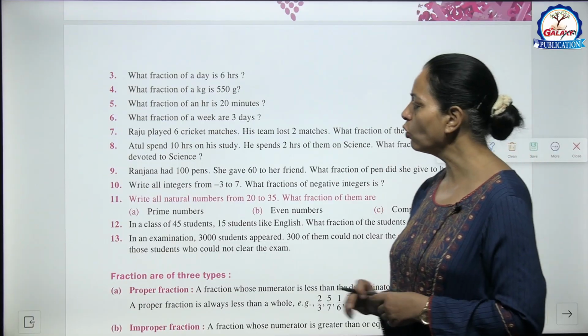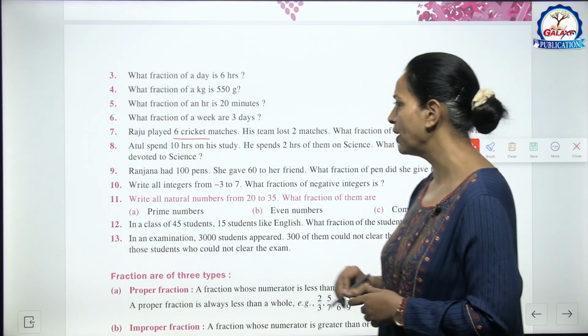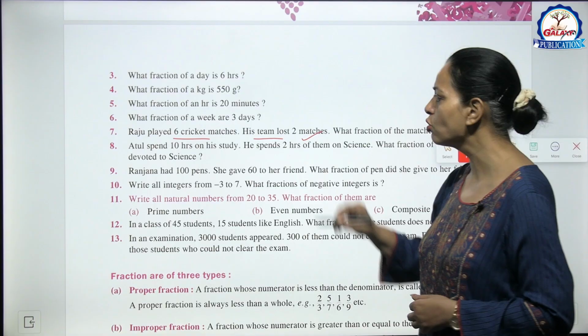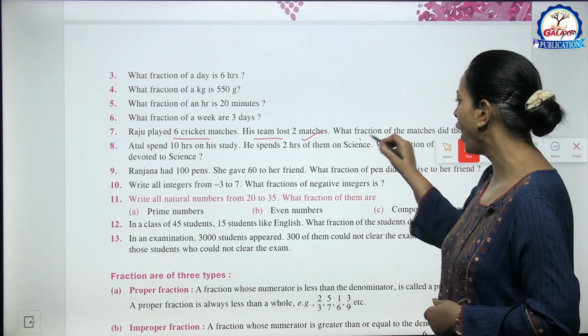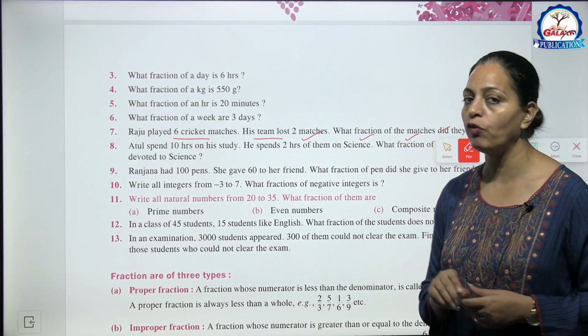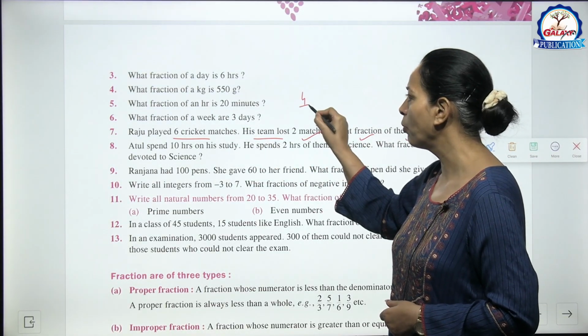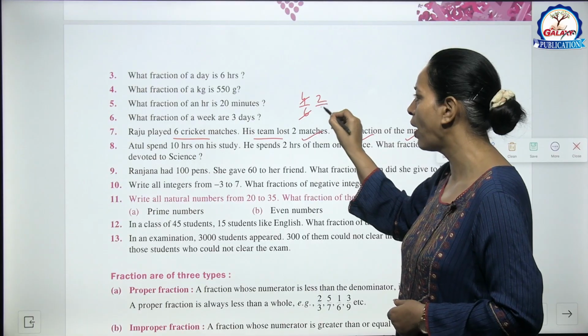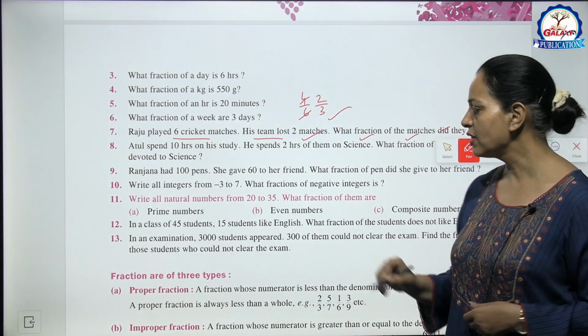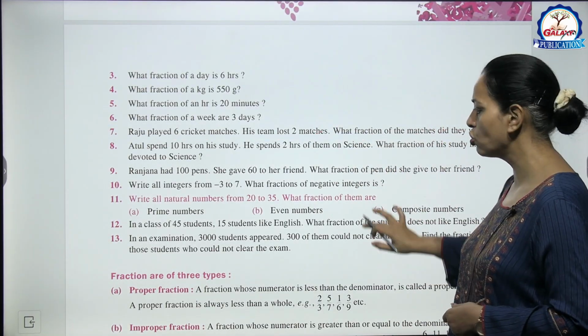Okay, now like 7th question, Raju played 6 cricket matches. His team lost 2 matches. Now what fraction of the matches did they win? So winning matches 4. So 4 upon 6. So that is 2 by 3. Okay, similarly you can try remaining questions.